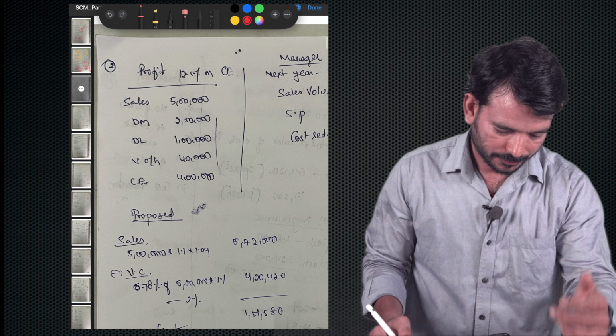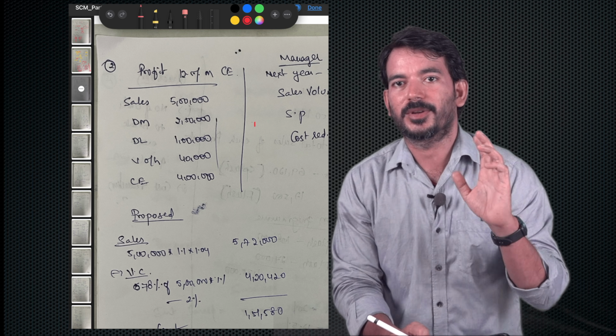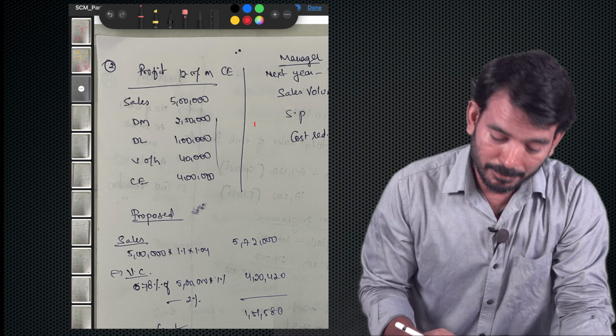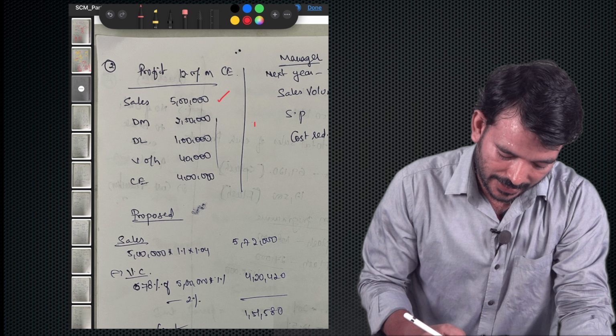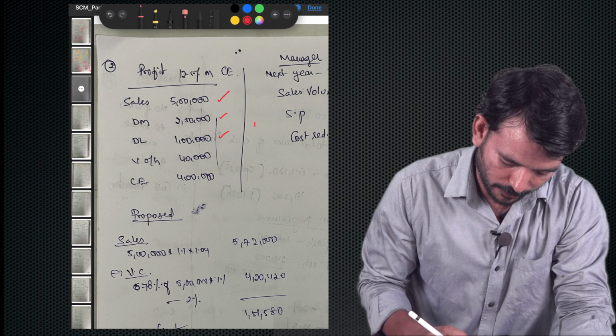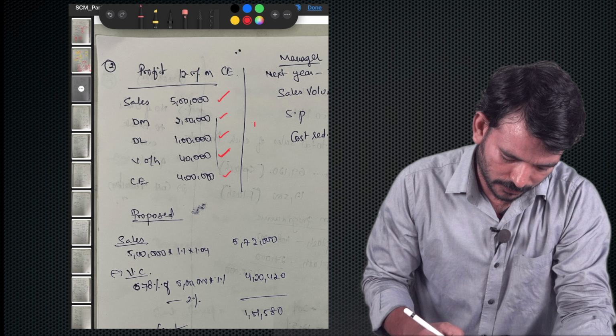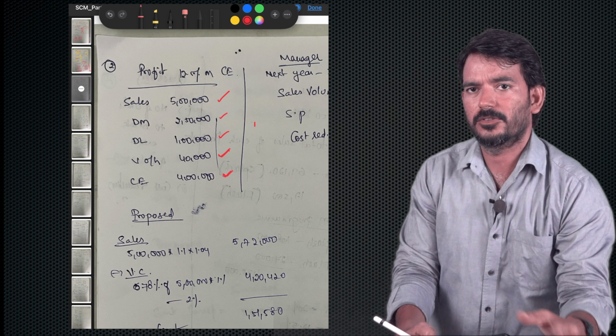Question number 2, pay attention. This is a company having a sale of 5 lakh rupees, and they have a direct material of 2.5 lakh, direct labor of 1 lakh and variable overhead of 40,000, and capital employed is 4 lakh. Okay, so this is the information.